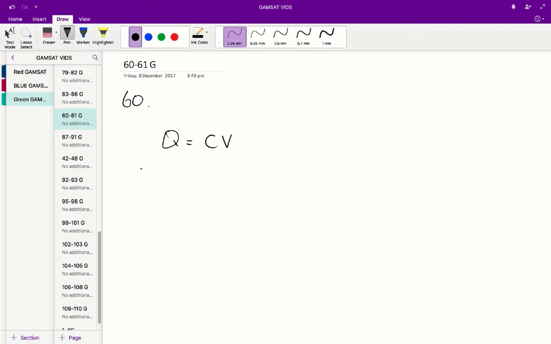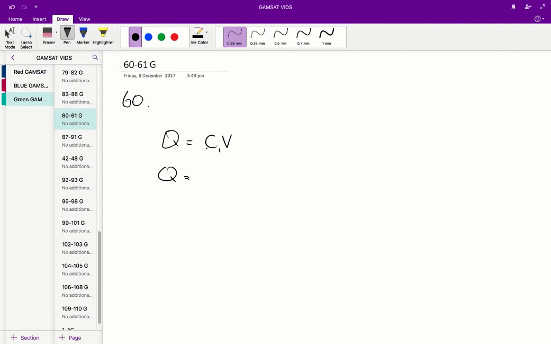Questions 60 and 61 in the ACER Green Paper. Question 60: after being fully charged and before the two parts were joined, C1 carried a charge of. So the rule that describes charge is Q equals CV, as on the screen. So basically, you just have to substitute in the values from there.